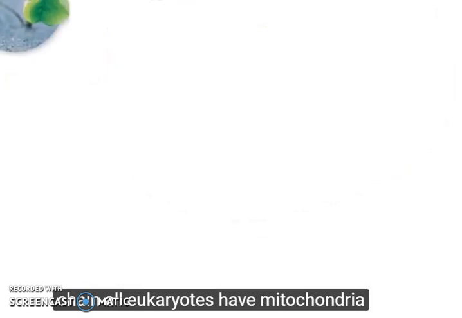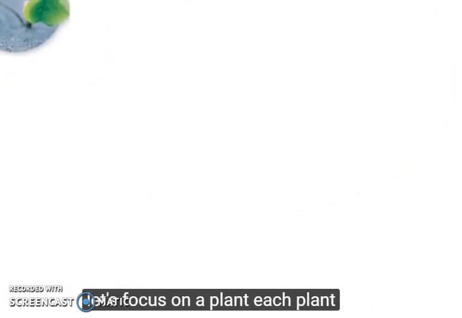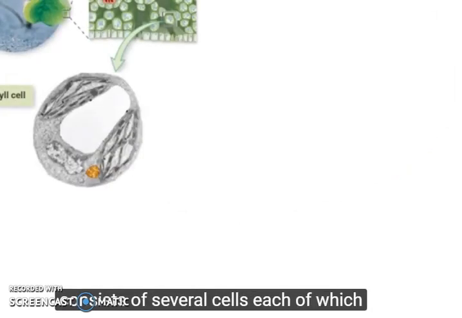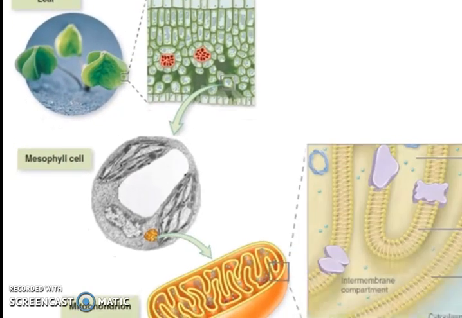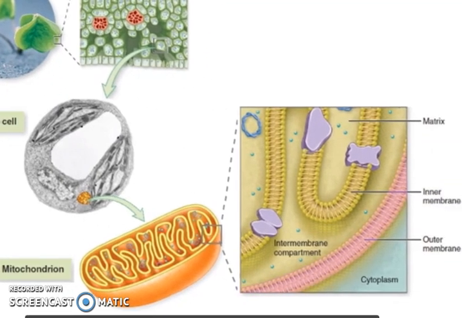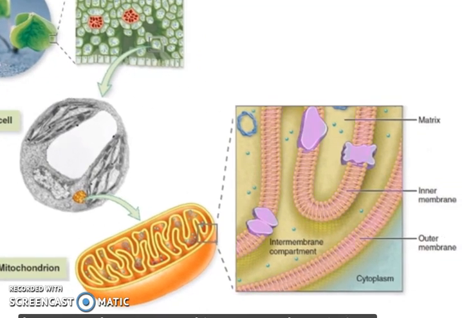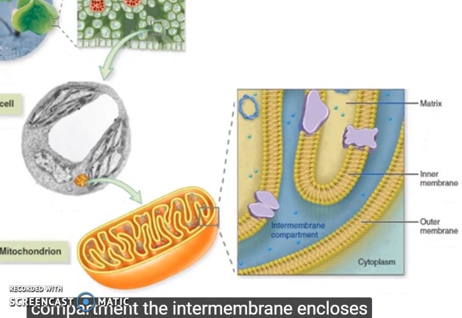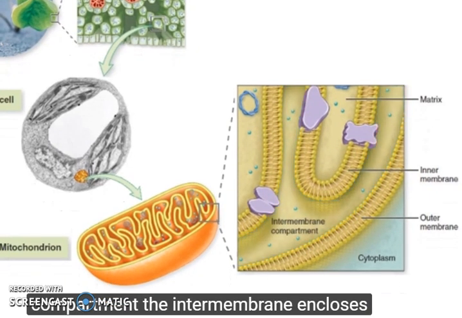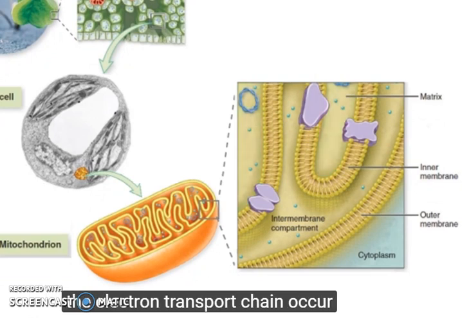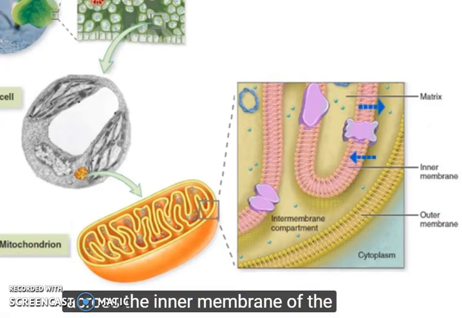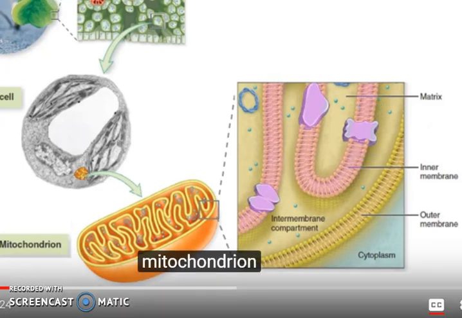All eukaryotes have mitochondria. Let's focus on a plant. Each plant consists of several cells, each of which have mitochondria. A mitochondrion has an outer membrane and an inner membrane. Between the outer and inner membranes is a space called the intermembrane compartment. The inner membrane encloses fluid called the matrix. The reactions of the electron transport chain occur across the inner membrane of the mitochondrion.